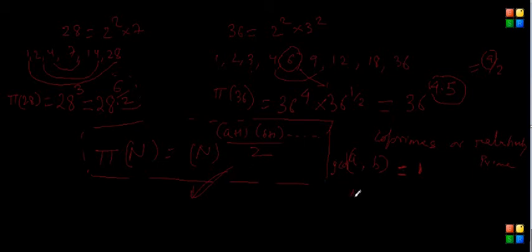For example, let's consider 4 and 9. The only factor common to 4 and 9 is 1. So the GCD of 4 and 9 is 1, and that's why 4 and 9 are coprimes to each other. Now let's see. Let me have some space.